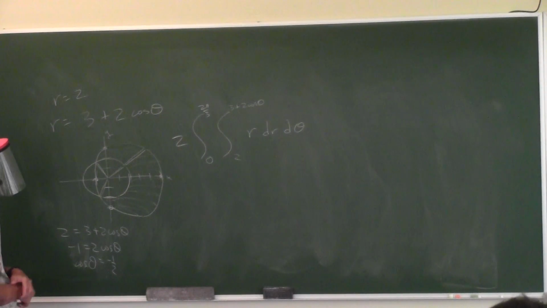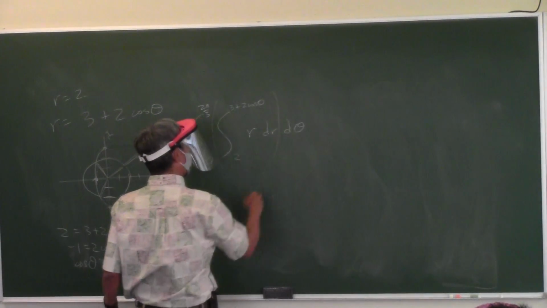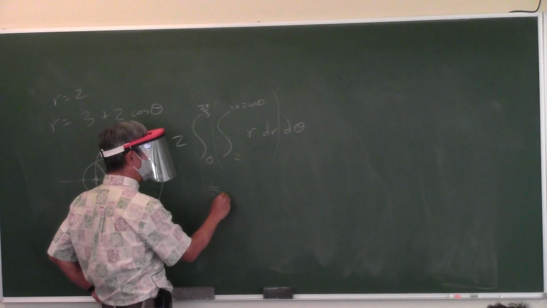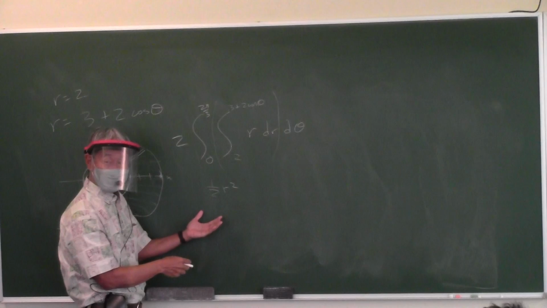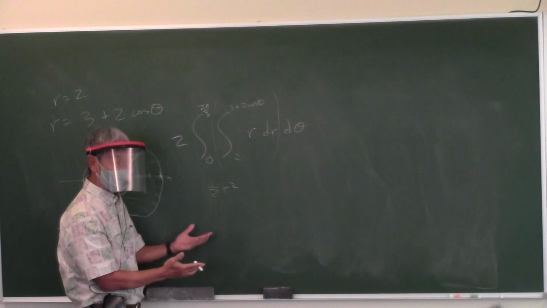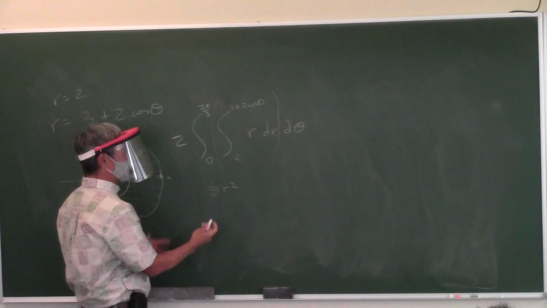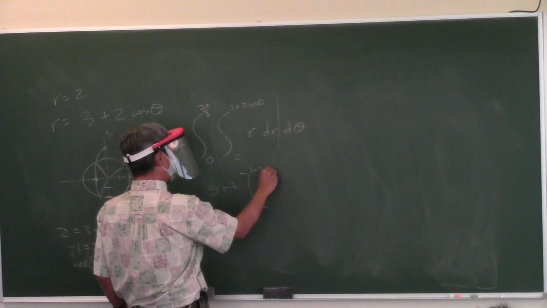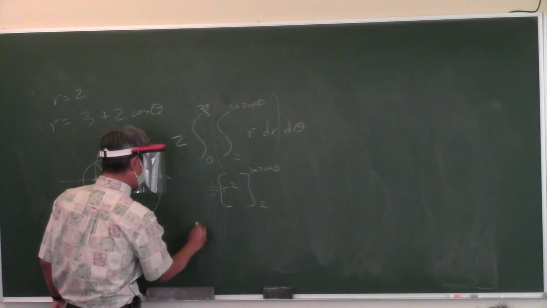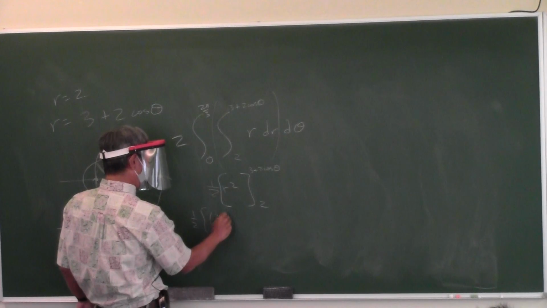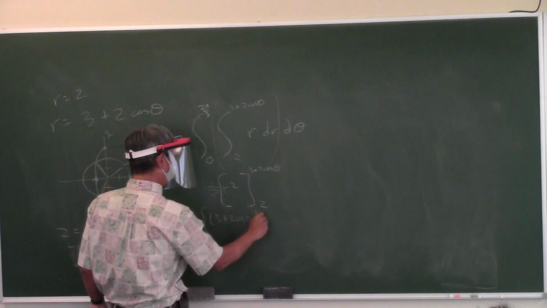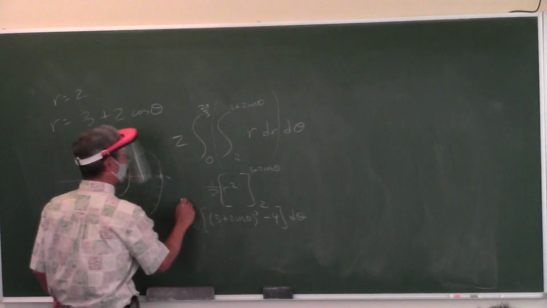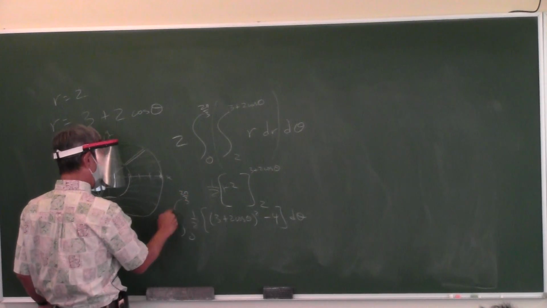How do you integrate this? Well, you have to do the inner one first. So what is the antiderivative of r? 1/2 r squared. That's where it comes from. Remember last year 1/2 r squared d theta? That's the d theta. But this is just a double integral. So the first limit is going to be from 2 to 3 plus 2 cosine theta. Factor out the constant, so you get 1/2 times (3 plus 2 cosine theta) squared minus 4. And then you integrate with respect to theta from 0 to 2 pi over 3, times 2.